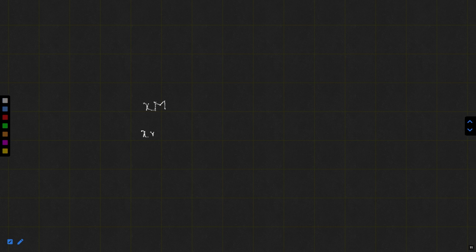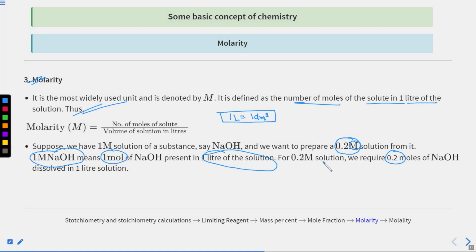So suppose x M is the molarity of A. That means x moles of A are dissolved in 1 liter of solution. Is it clear? So if we say 1 molar NaOH, that means 1 mole of NaOH is present in 1 liter of solution. Similarly, if we say a 0.2 molar solution of NaOH, that means 0.2 moles of NaOH is present in 1 liter of solution.